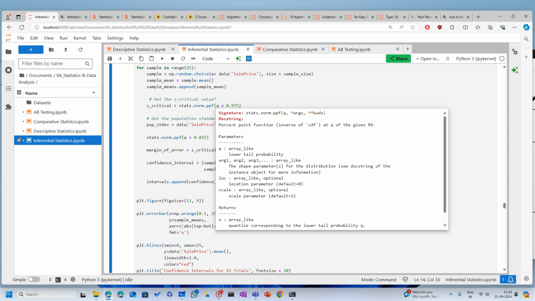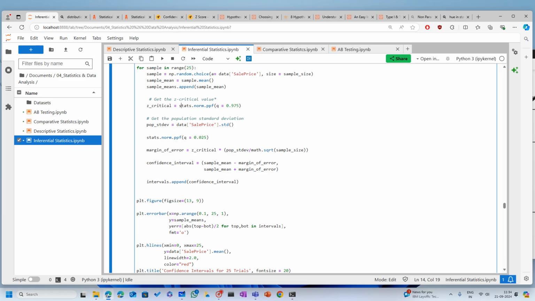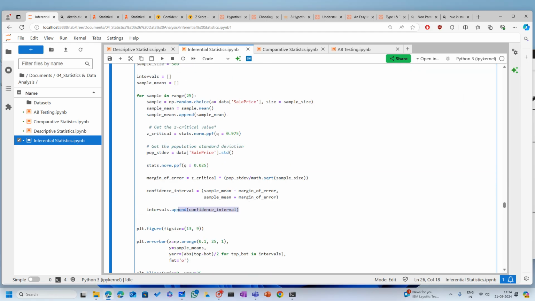Okay, so we will have to dig deeper into these notes to understand what it is actually calculating, to understand z critical. Anyway, once you calculate the z critical, then it becomes easy. You just divide the standard deviation by the square root of the sample size. Once you do that, you will get the margin of error. That margin of error, higher or lower, will give you the confidence interval. That is how they have shown this for 25 different trials.